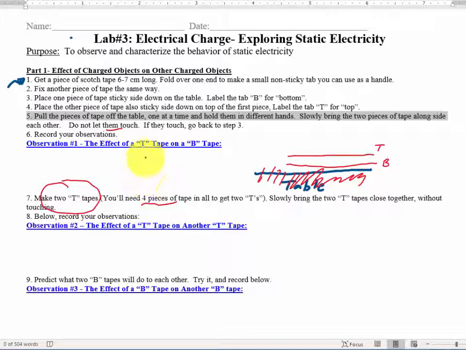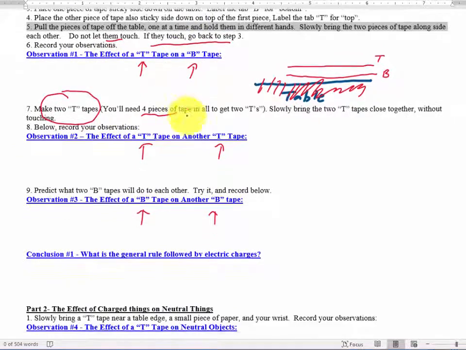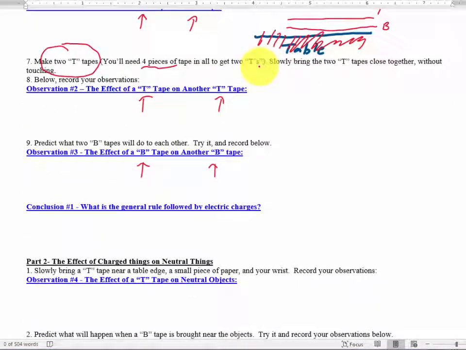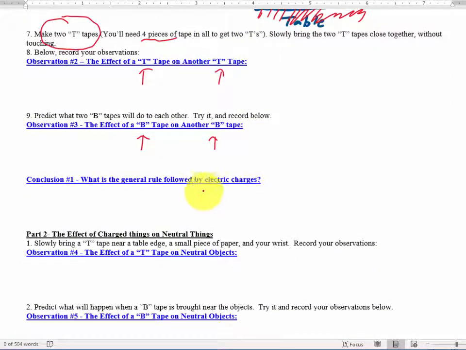You're going to get these close to each other and observe the effect of the T tape on the B tape. Just go ahead and record your observations right there. It's very important that none of these tapes in this entire process touch. If so, you're going to have to go back and redo them. Then you're going to observe the T tape on the T tape, and then you're going to observe the B tape on the B tape. Then we're going to say, okay, we've observed something about things that are similar and things that are opposites. So can we formulate any general rules based on electrical charges of this?